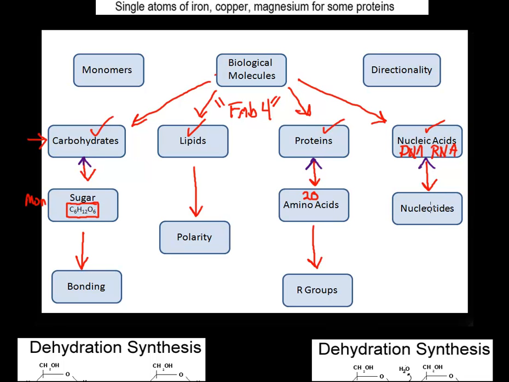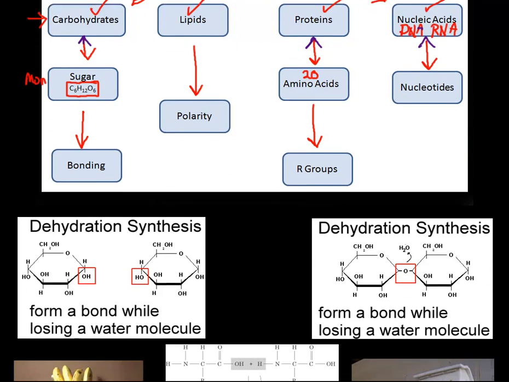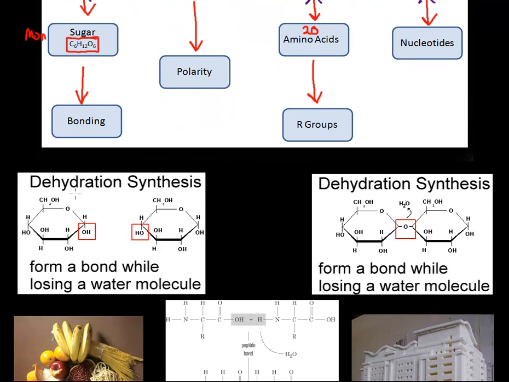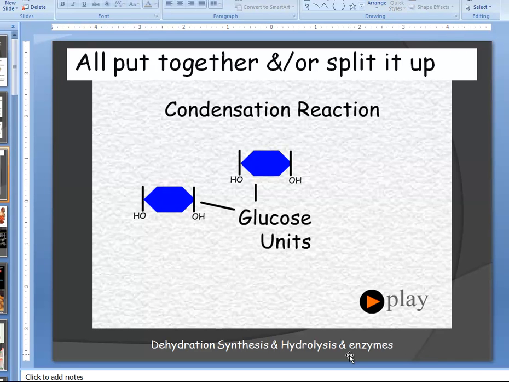And how do we get these nucleotides to actually become the nucleic acids, the RNA, the DNA? We do that by a process called dehydration synthesis. I'm going to show you a couple of things about dehydration synthesis, and a process called hydrolysis. Dehydration, de meaning to take away, hydration meaning water.